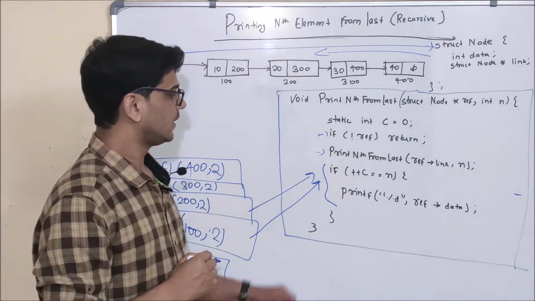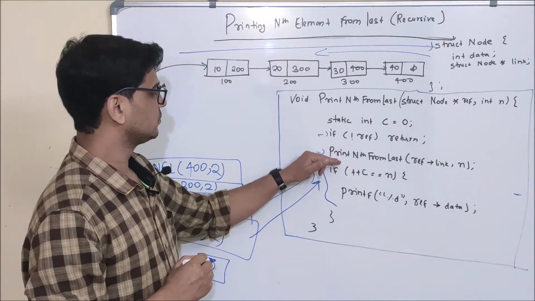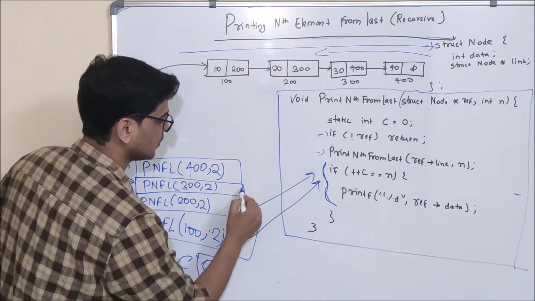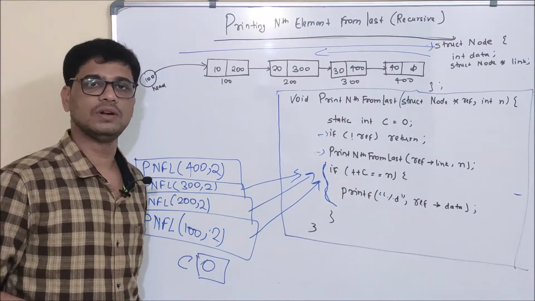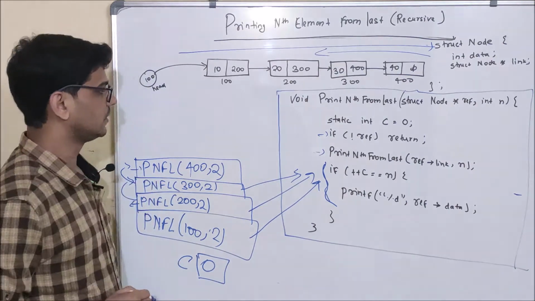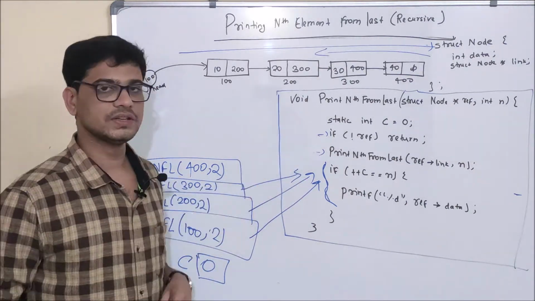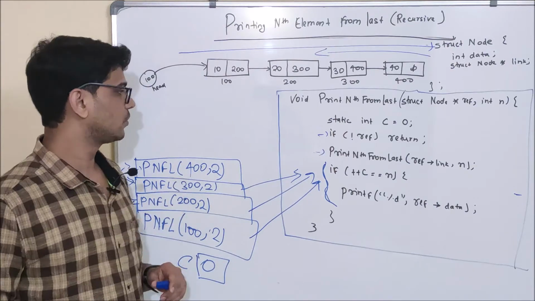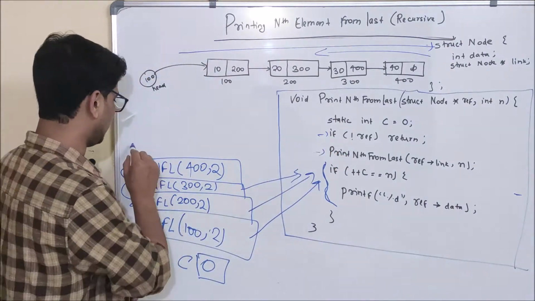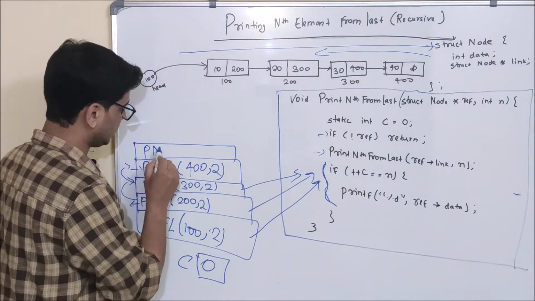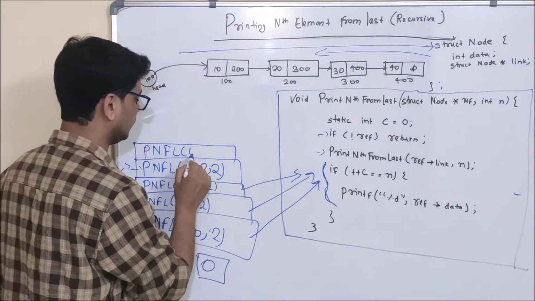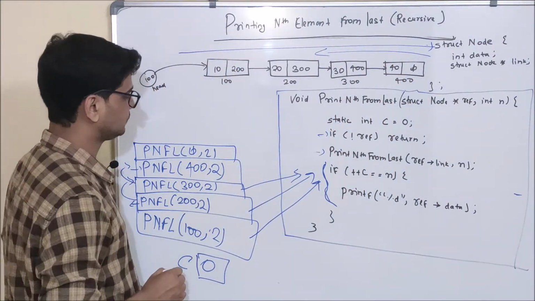Correct? And after that when this will be called, these two lines for this particular function will be on hold. Now what is going to happen after that? This function will go for its own execution, and again this if check will be done. As you can see here, ref is 400, so this will be false. Control will come to this particular line. A function call will be made to print nth from last ref.link, and what is ref.link? Null. Null comma 2 will be called.